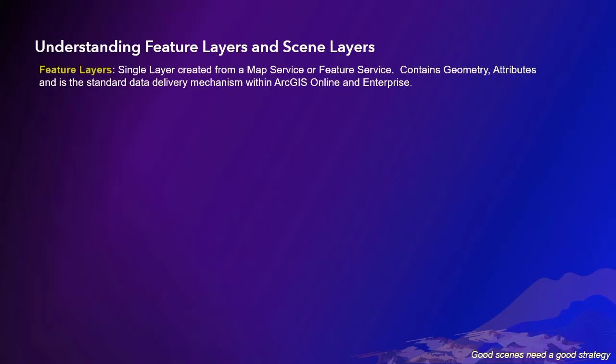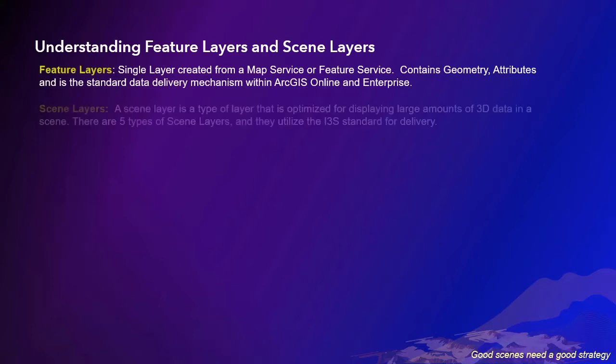So feature layers are really something that you've been used to working with all along. It contains geometry and attributes, and it's the standard data delivery mechanism within ArcGIS Online and Enterprise. If you made a 2D map, you touched feature layers. Now, they also have a secret life in that they can be Z-enabled. You can store three-dimensional data with feature layers as well.